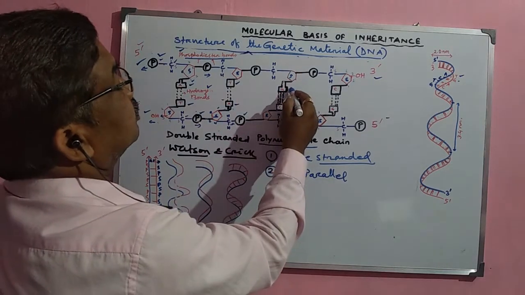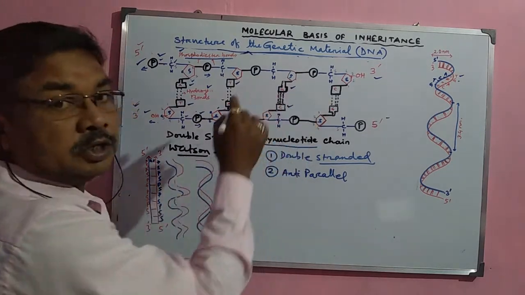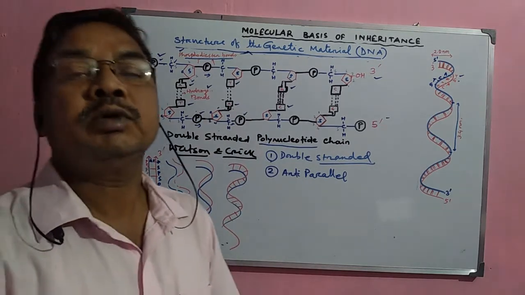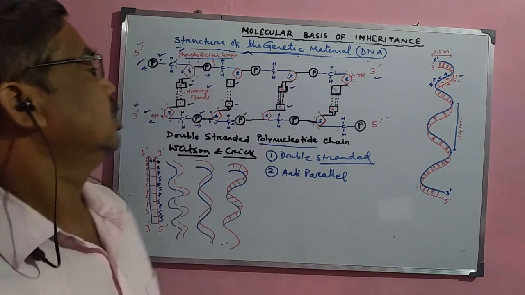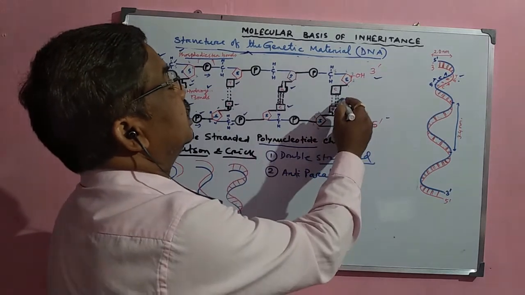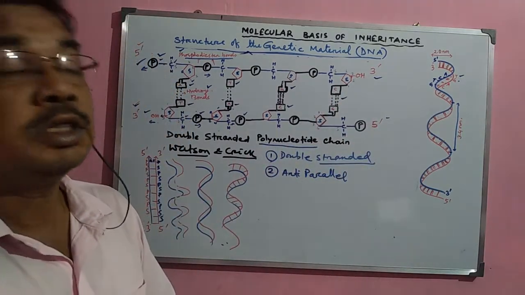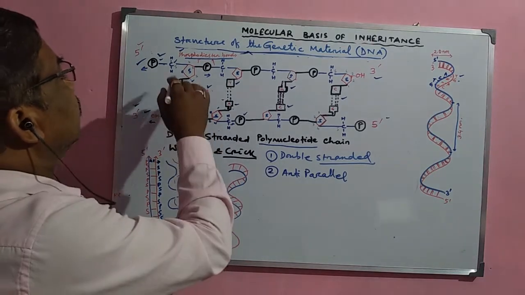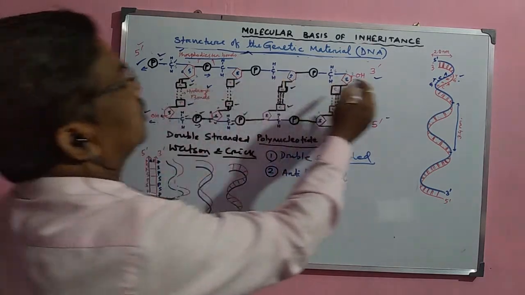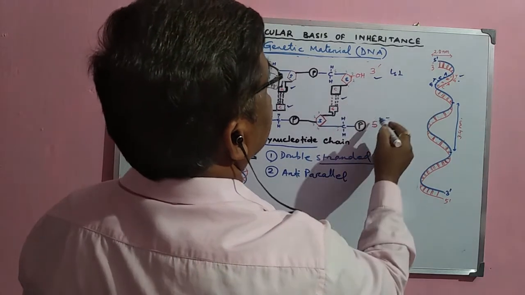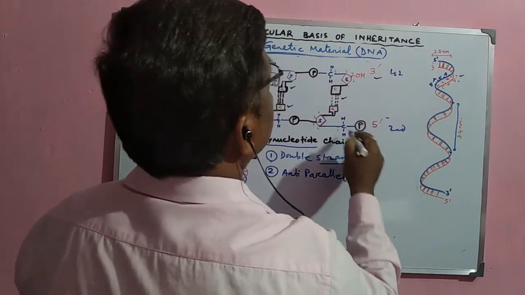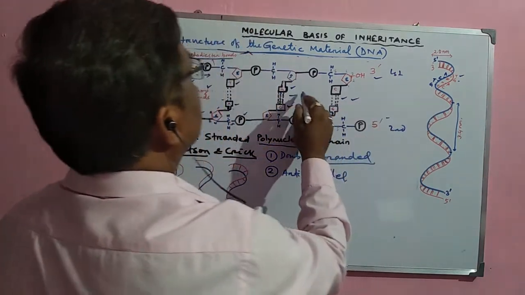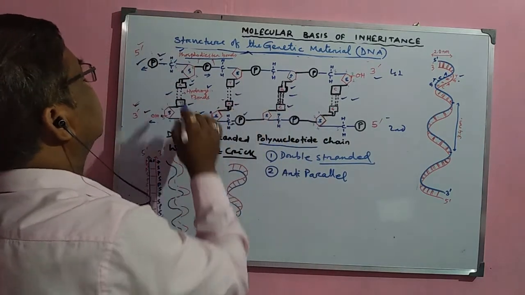Now here, this is G and this is C, and G and C are connected with one another with the triple bond. Now here C and G again form the triple bond. So in this way, the double bond and triple bond, these are the hydrogen bonds, and they connect the two strands. This is the first strand, and this is the second strand. Both the strands are connected with the hydrogen bond.